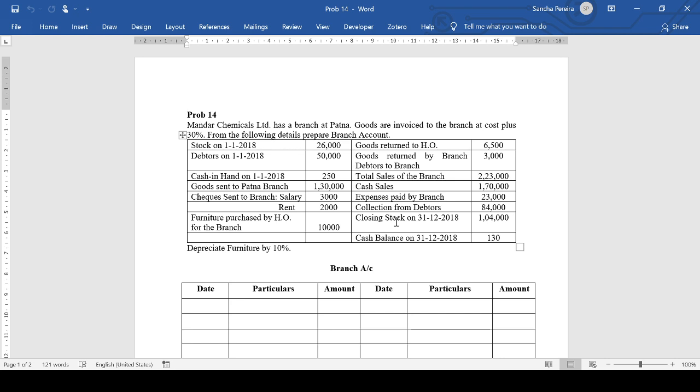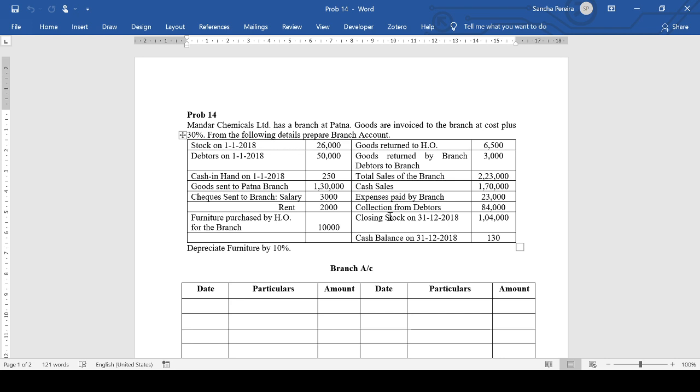There is a figure missing. Also, another thing they have not said in the problem is that whatever cash has been received by the branch is sent to the head office. They have not said that. So keeping these things in mind, I'm going to prepare the cash account. It's slightly different from the previous problems. By the end of the problem, you will come to know.